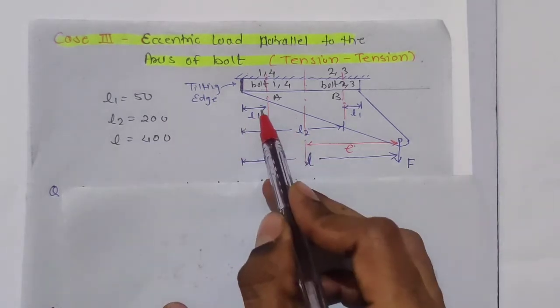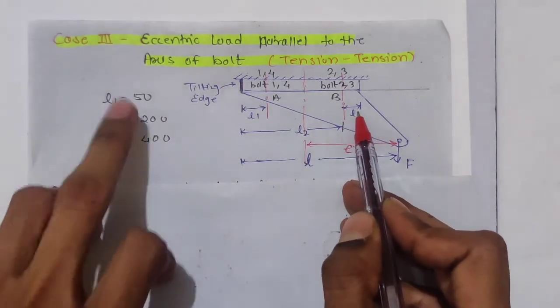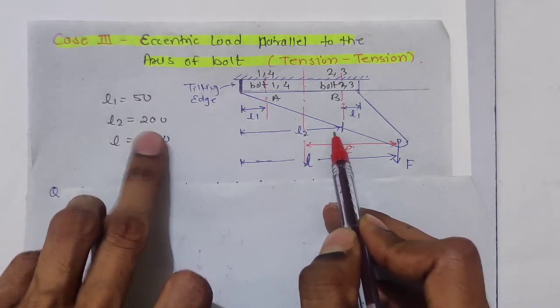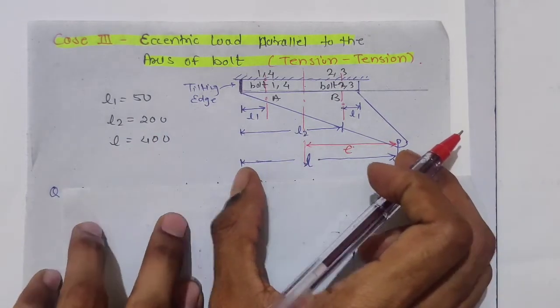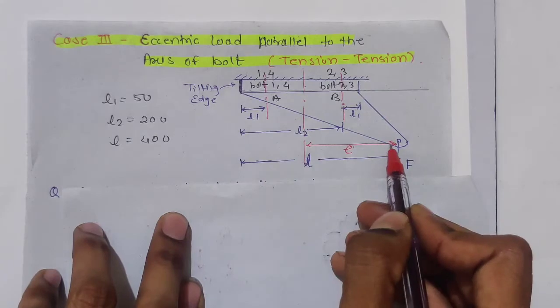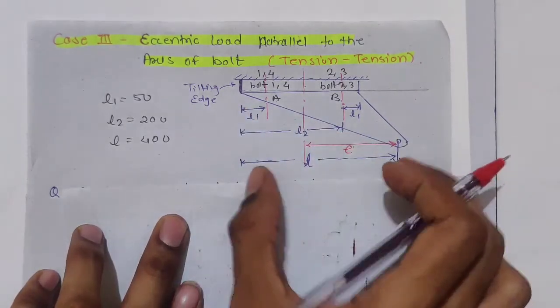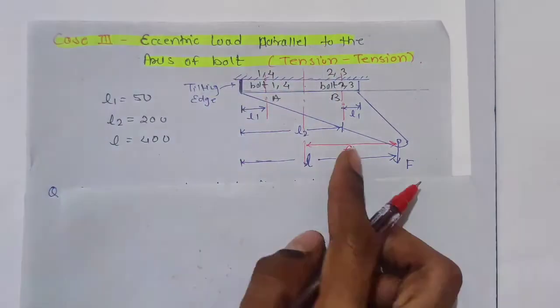We know this L1 distance is 50, and we know this L2 is 200. Okay, I will know this L is 400. I want this distance. So first I will try to find this distance, then L minus this distance is equal to E.